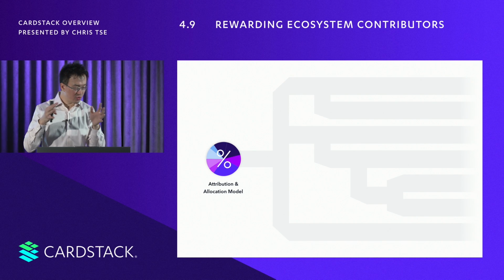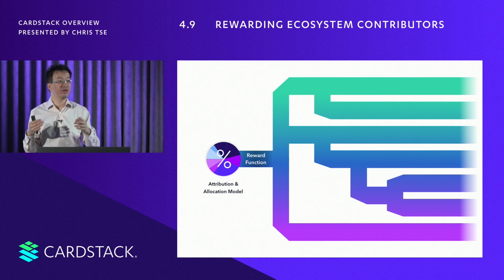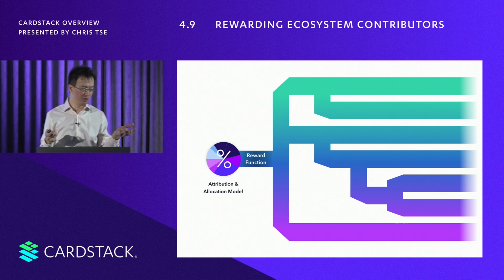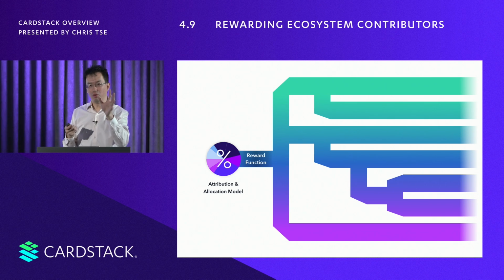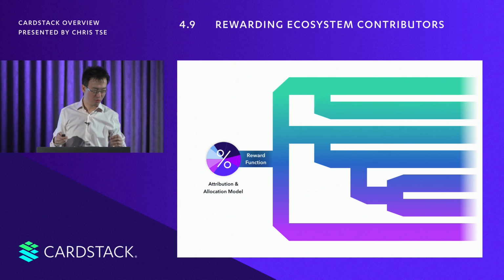Now, once we have this model determined, then we have the reward function distributing it out. And where does this go? So let's take a little bit of a look at how people are going to be able to see themselves as part of this reward function.